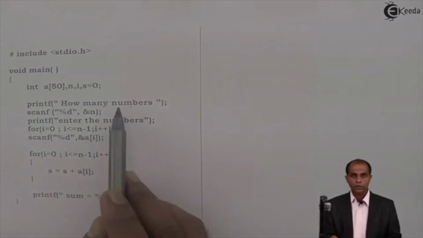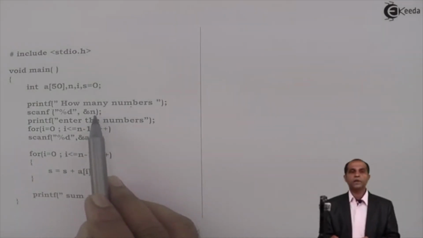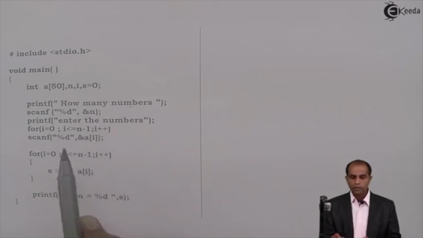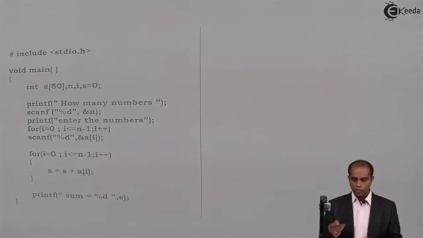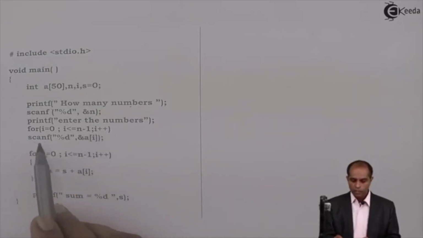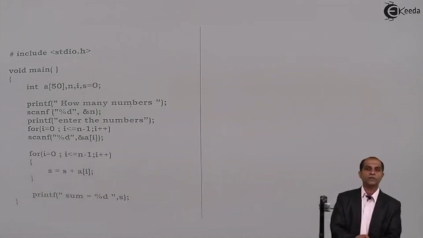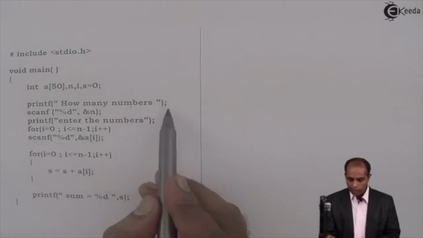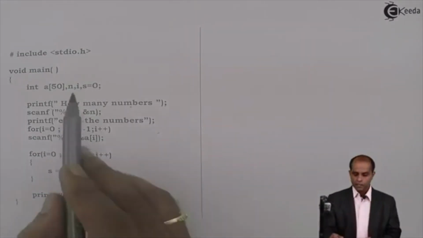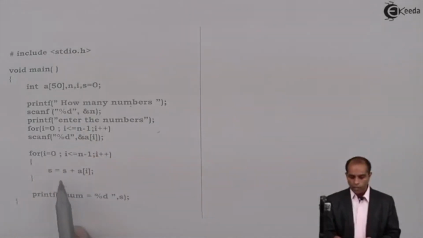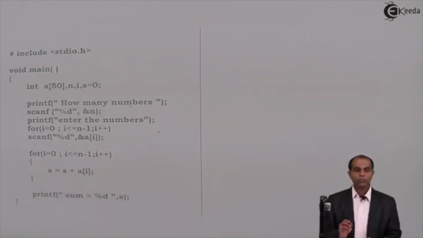First read the length. How many numbers? When I say how many numbers, you have to read this particular n value. Then enter the numbers. So I'll say for i equals 0, i less than or equal to n minus 1, i plus plus. You can say less than n or less than or equal to n minus 1. Scanf percentage d comma ampersand of a of i. So you'll find that I have read the length and then read the numbers. Once the numbers have been read, set s equals 0 and keep on adding every element of the array: s equal to s plus a of i.